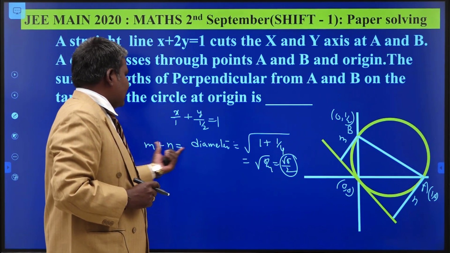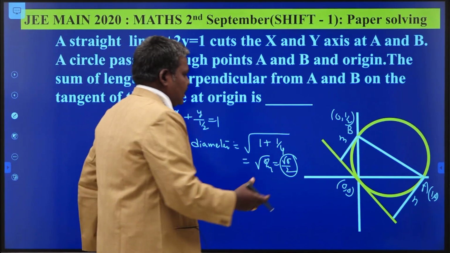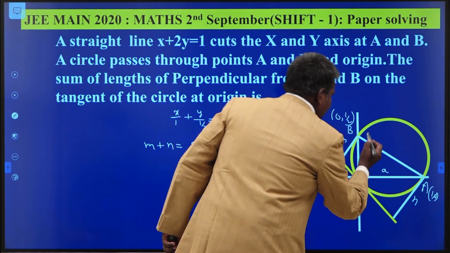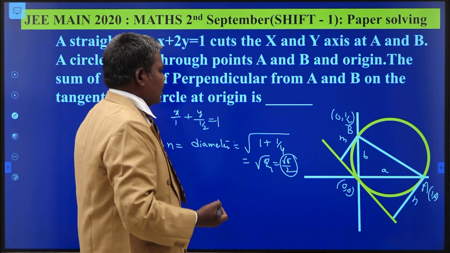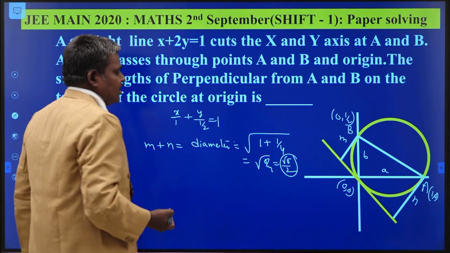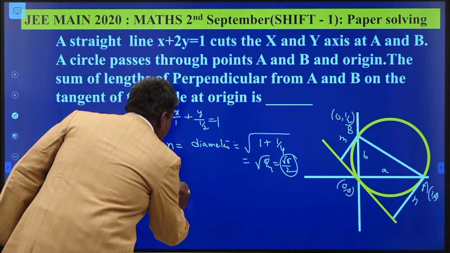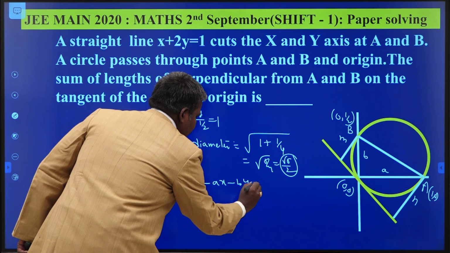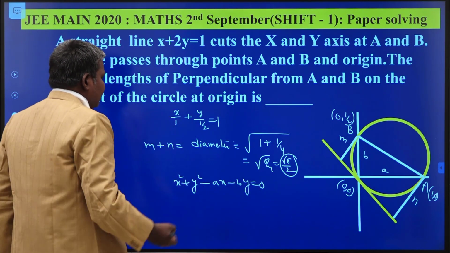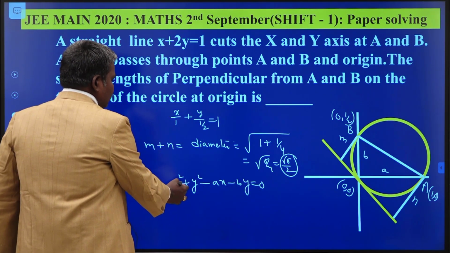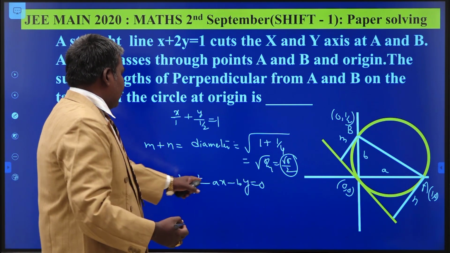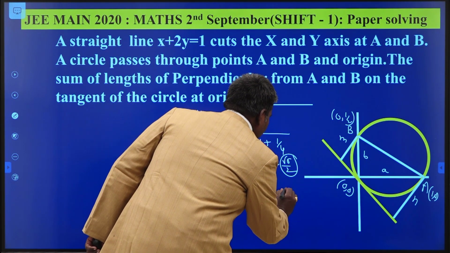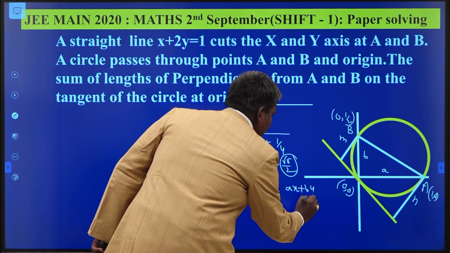How to get m plus n as the diameter? You take the circle equation first of all. Suppose its x-intercept length is a and y-intercept is b. Then the equation of the circle passing through (0, 0) and making intercepts a, b with the coordinate axes is x square plus y square minus ax minus by equals 0. What is the equation of the tangent at the origin to the circle? S1 equals 0: 0 into x plus 0 into y minus a by 2 times (x plus 0) minus b by 2 times (y plus 0) equals 0. On simplifying, we get ax plus by equals 0.